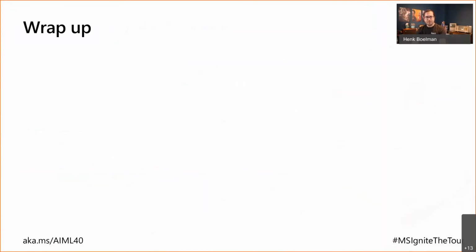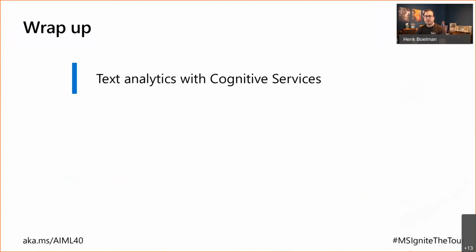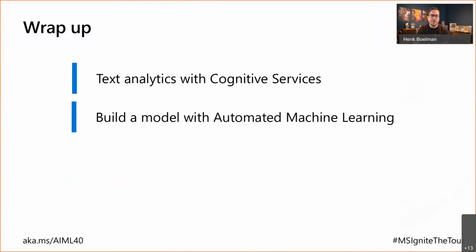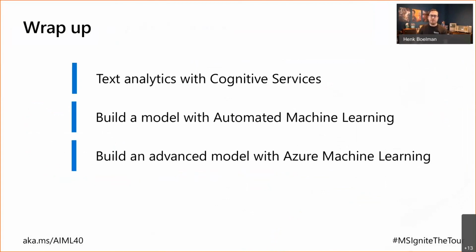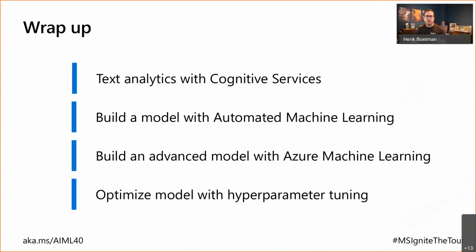So let's wrap it up. We've seen a very easy scenario to do text analytics with cognitive services. We have built a small baseline model with automated machine learning. We have built a more advanced model using the NLP Architect framework from Intel with Azure Machine Learning. And then we optimized our model with HyperDrive and hyperparameter tuning.